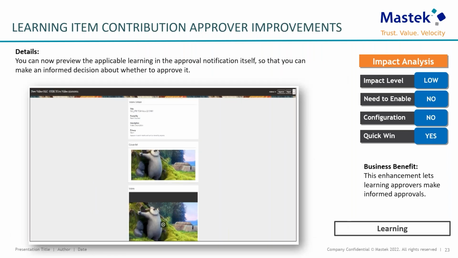The next one is about learning. When a learning item is requested from self-service, it could be a video, tutorial, or anything you publish from self-service, and it goes out for approval. Now we have a capability that within the approval notification itself, the approver will be able to see the content, and thus make an informed decision. This is just to make life easier for approvers so that they can see everything in the same area.